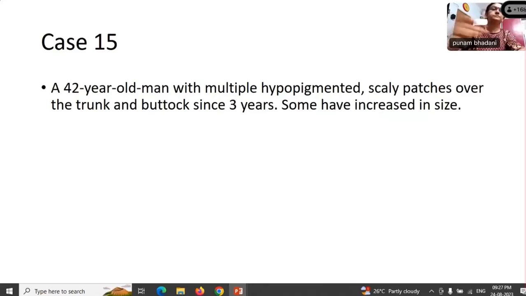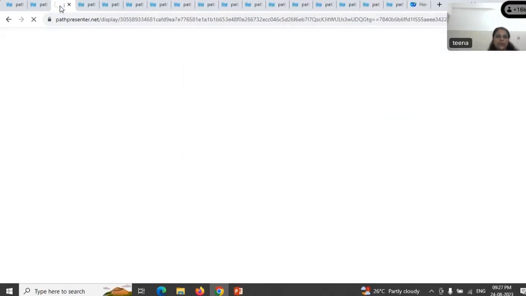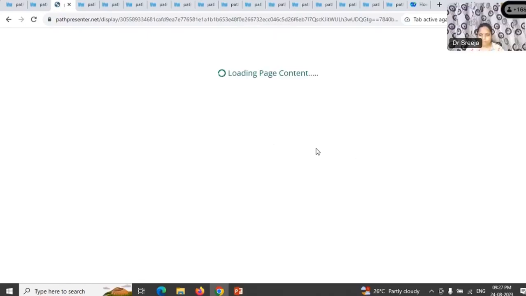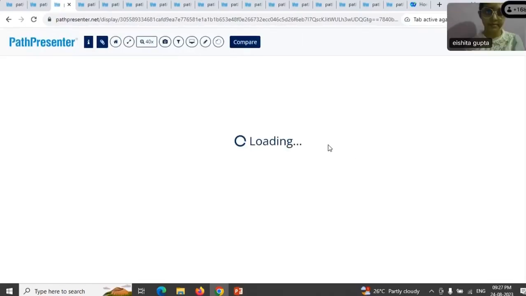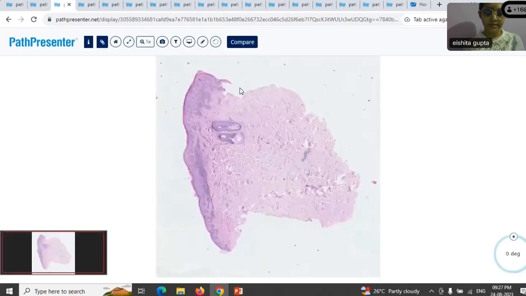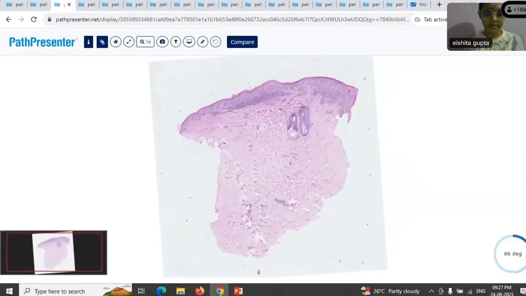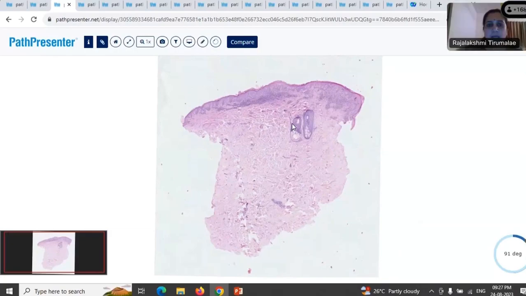This is the last case for today. It's a 42-year-old man with multiple hypopigmented scaly patches over the trunk and buttocks since 3 years. And he says that some of them have increased in size. Who would want to take this case? Tina? Tina, you can start describing the case.